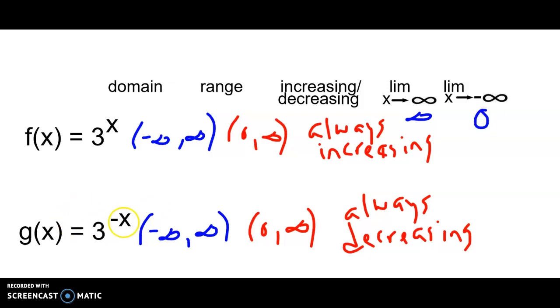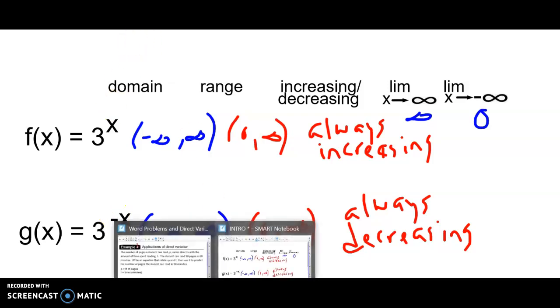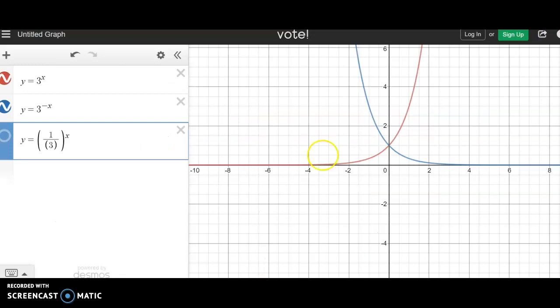And for 3 to the negative x, it's the exact opposite. Okay, let's look at the graph. Now I'm looking at the blue graph. As x is getting bigger and bigger, 2, 4, 6, 8, my y is getting really close to 0. The exact opposite things happen. And as x gets really, really small and negative, my y is getting closer and closer to positive infinity.